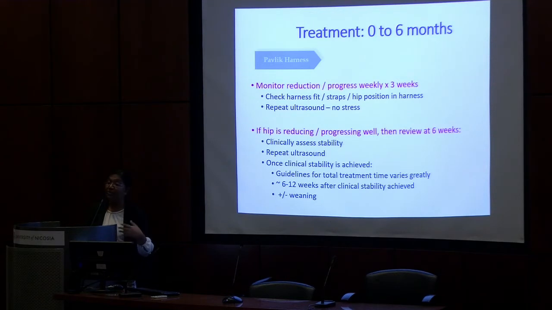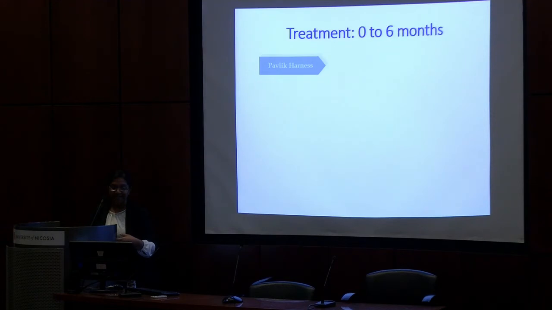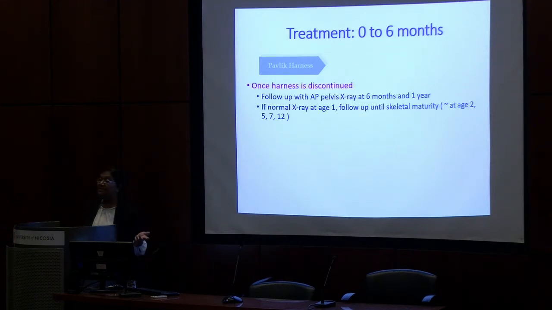Okay? So if you find the hip is reducing and progressing well, then you want to see them back at 6 weeks after you've seen them weekly for 3 weeks. You want to assess their stability and repeat the ultrasound. And then once the stability is achieved, the guidelines for total treatment vary. Some people say you should put them in a harness for at least 6 to 12 weeks after that point of stability. And then once that's achieved, other people will have a weaning program where they decrease the number of hours in the harness.